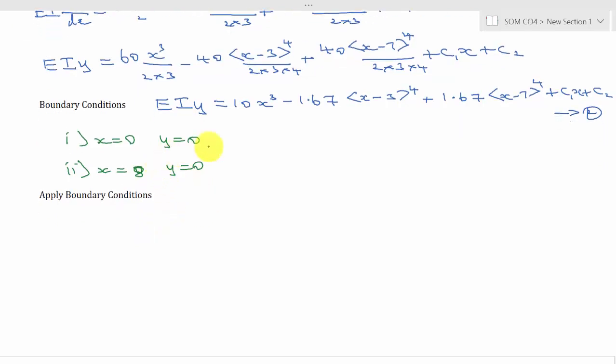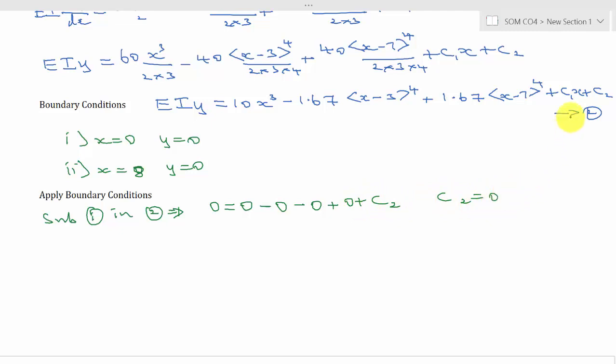So now I am going to apply the boundary condition in the second equation. So we'll substitute the first boundary condition in equation number 2. If I substitute x is equal to 0 and y is equal to 0 in this equation, then 0 is equal to, so this will be 0, then minus, if I put 0 here then I will get (minus 3). As I told, if the negative term comes then we have to neglect this, so we will get minus 0. Similarly, if you put 0 here then the whole term will be neglected. So 0 plus C1 into 0 is 0 plus C2. So that is C2 is equal to 0.